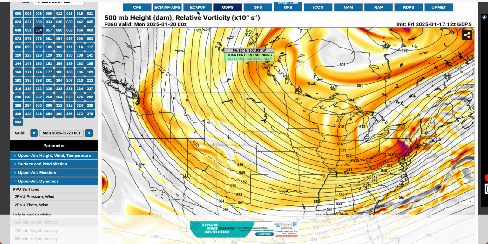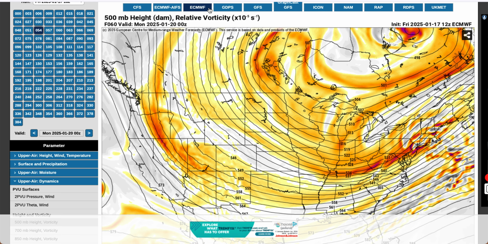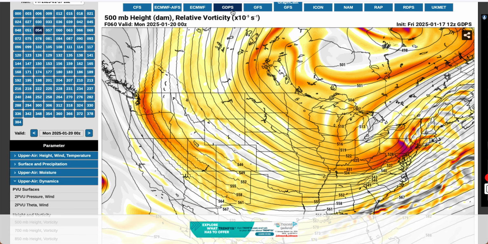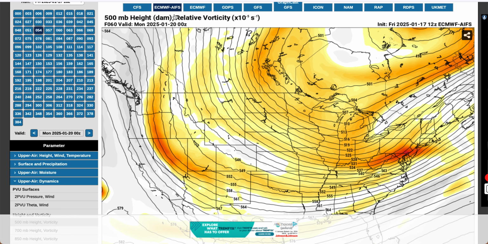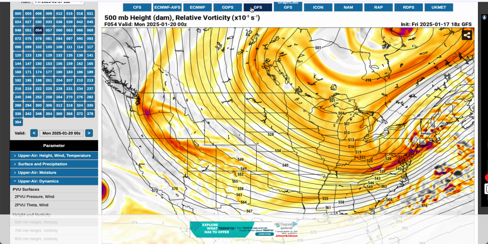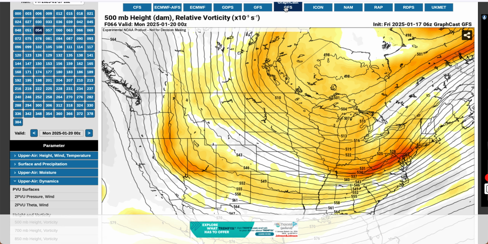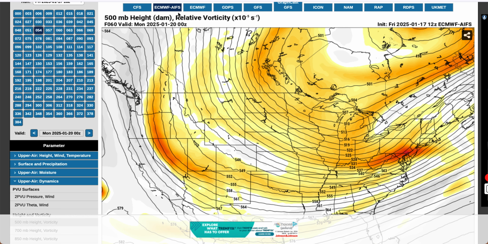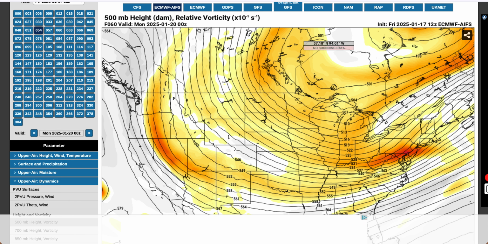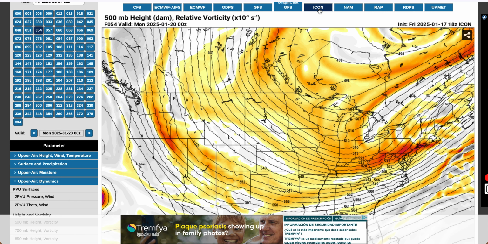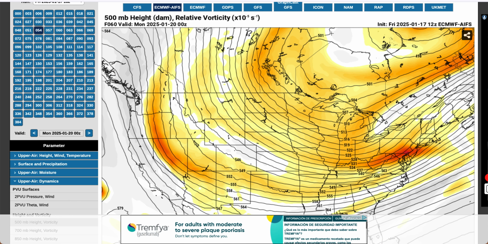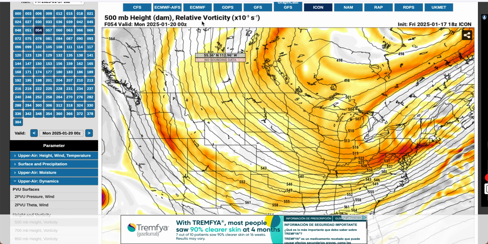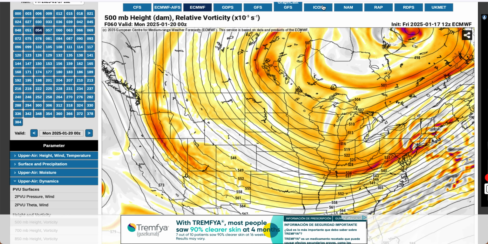Now, on paper, the European and Canadian look quite similar, but if we pull out the surface maps, which I'm going to show you very soon, we can see they're pretty different. Let's just look at the AI solutions real quick, just to see if there's any matching. We can see the GFS AI model is a bit further west, a bit more in line with the Canadian. And the Euro AI model, honestly, I don't really know what this is doing. Very weak. Probably looks like an outlier. The ICON actually is pretty similar to the European AI, except that it's a bit stronger with that piece of vorticity, so more in line with the European.